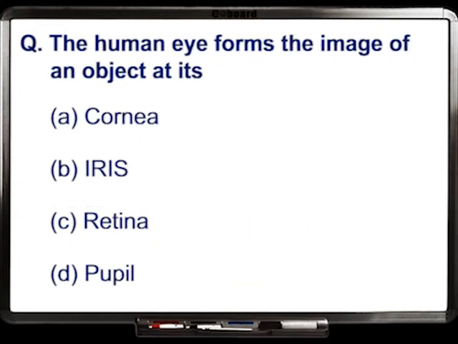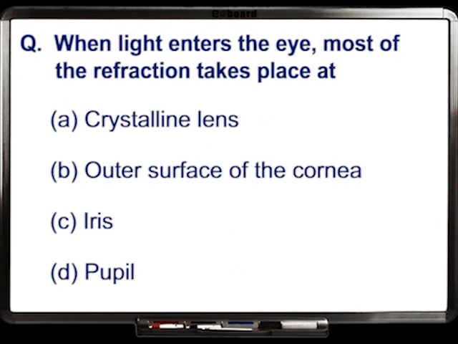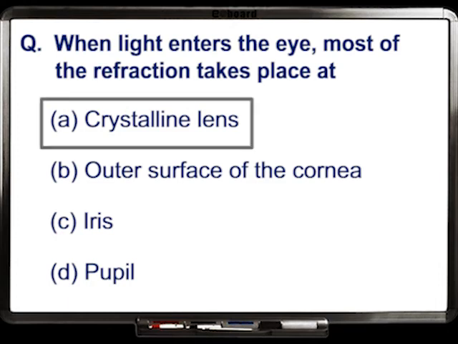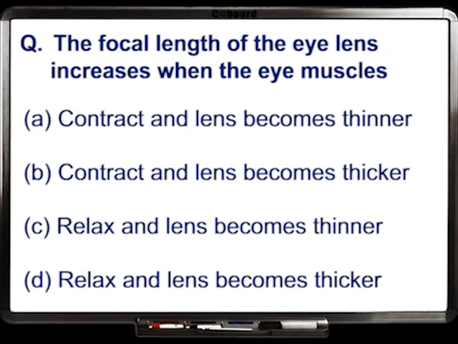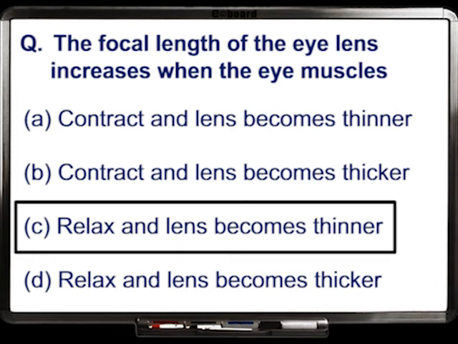Next question. The human eye forms the image of an object at its... The correct answer is option C, retina. Next question. When light enters the eye, most of the refraction takes place at... The correct answer is option A, crystalline lens. Next question. The focal length of the eye lens increases when the eye muscles... The correct answer is option C, relax and lens becomes thinner.